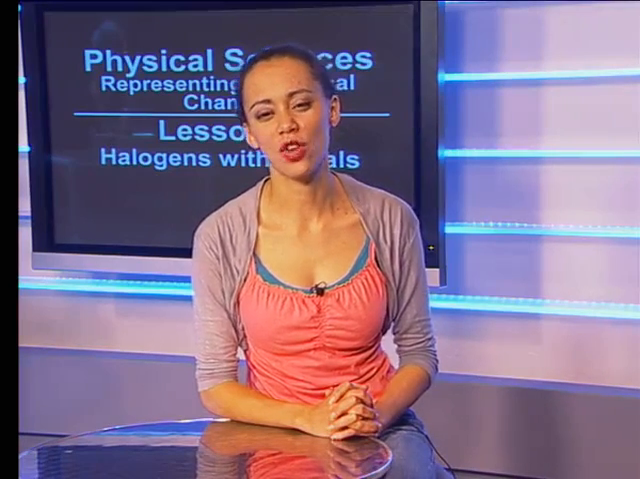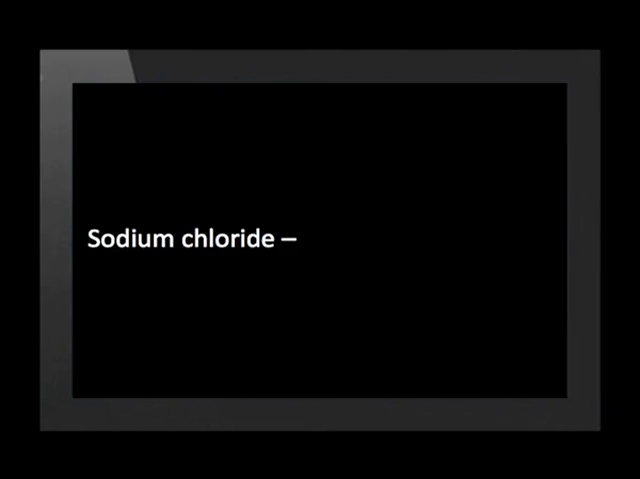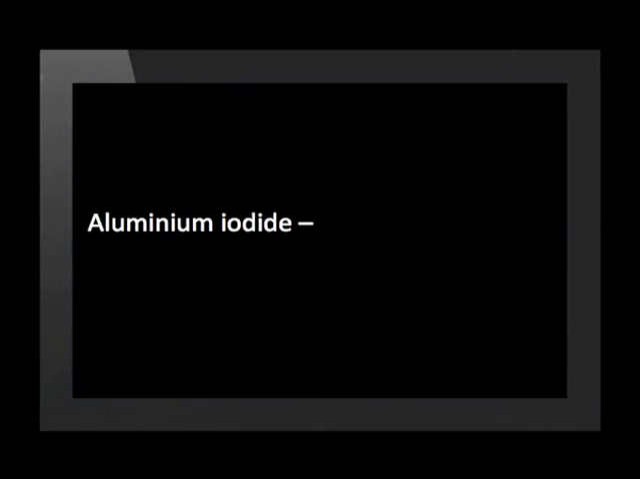Sodium, which is in group 1, has 1 valence electron. So, when sodium reacts with chlorine, 1 sodium atom reacts with 1 chlorine atom, so the chemical formula for sodium chloride is NaCl. Aluminium is in group 3 and has 3 valence electrons to transfer. So 3 iodine atoms react with 1 aluminium atom. The formula for aluminium iodide is AlI3.